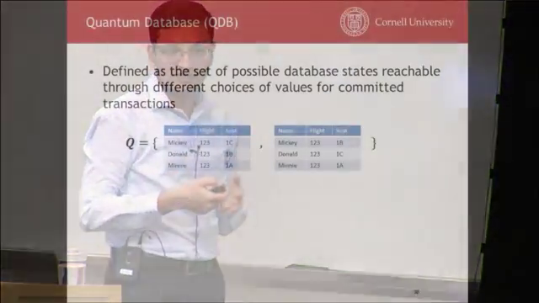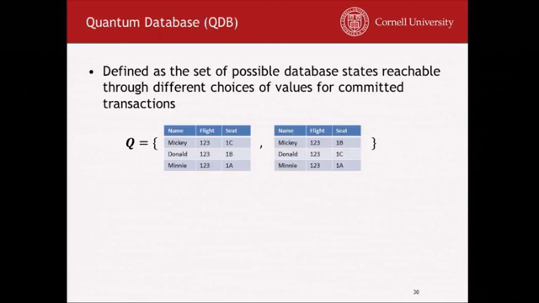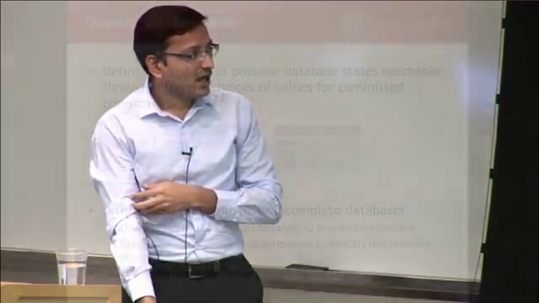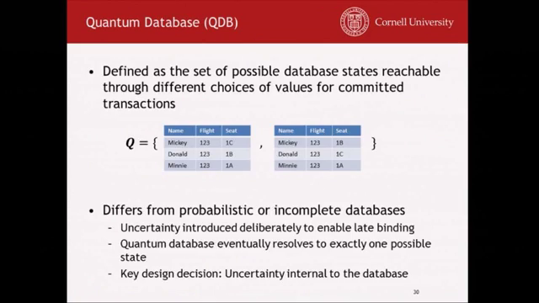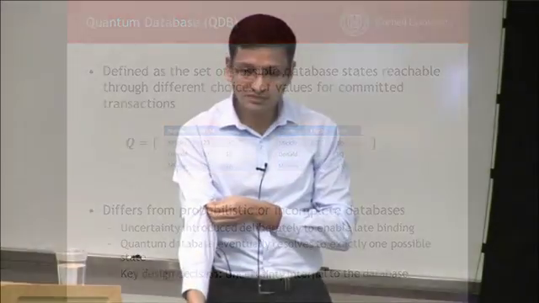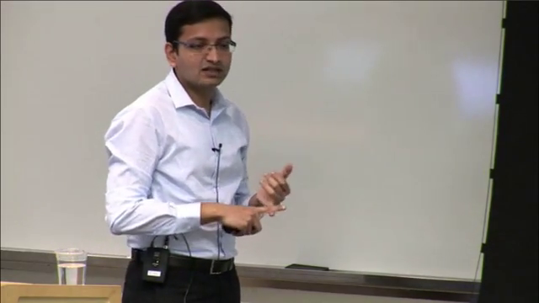More formally, a quantum database is nothing but a set of possible database states which are reachable through different choices made in the transactions. And you may find them similar to uncertain or probabilistic databases, and we basically differ from probabilistic or incomplete databases in three main ways. One, we are deliberately introducing some uncertainty, and we are doing so to enable this late binding. Second, we always need to maintain a guarantee that the quantum database eventually resolves to a single state. It doesn't really make sense for Mickey to have two seats.